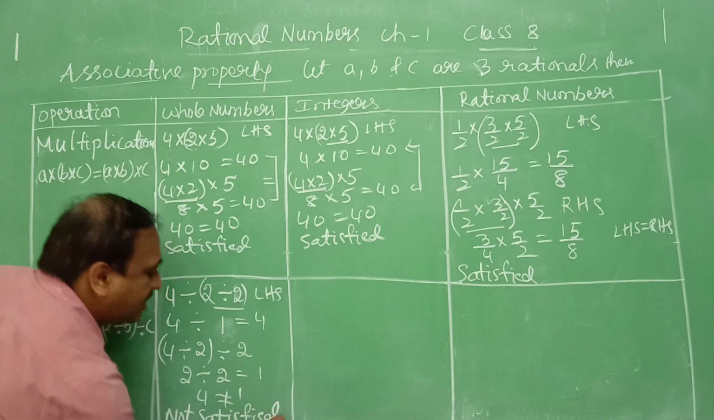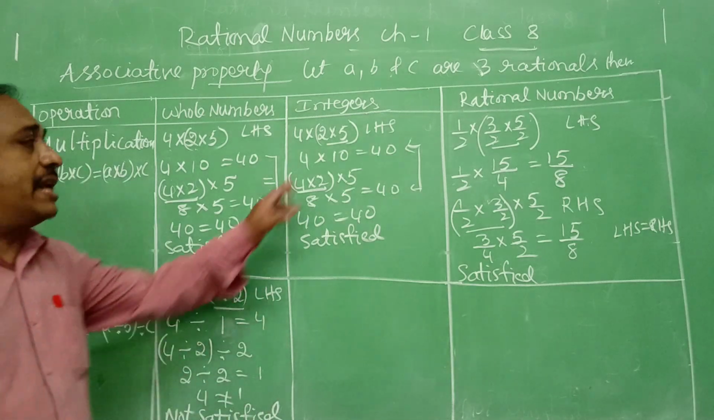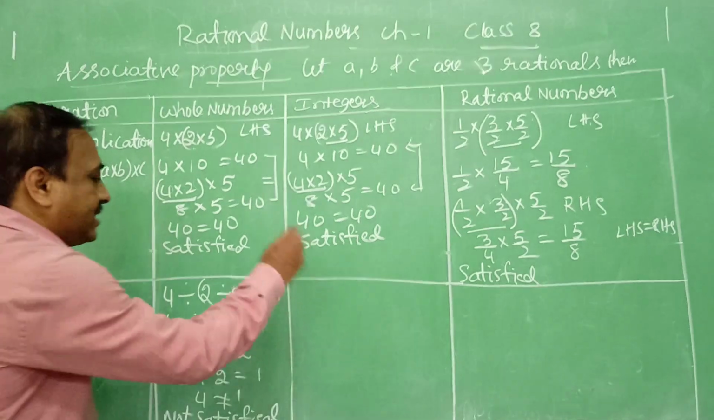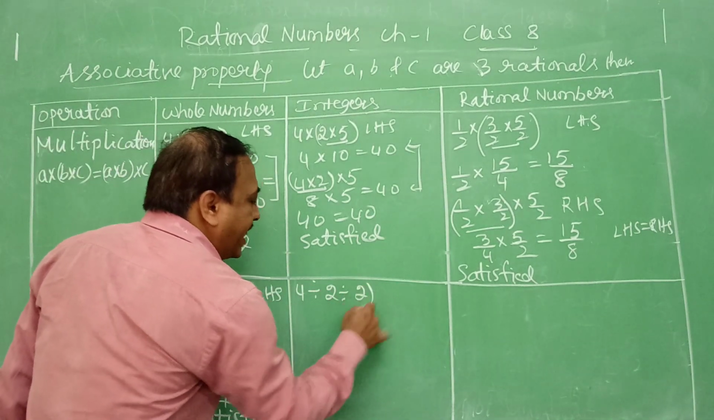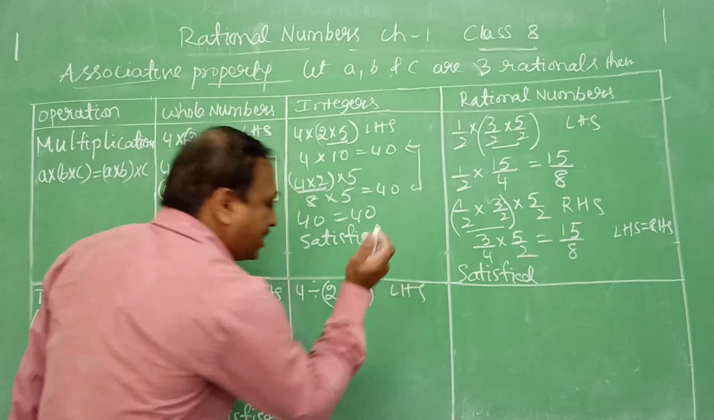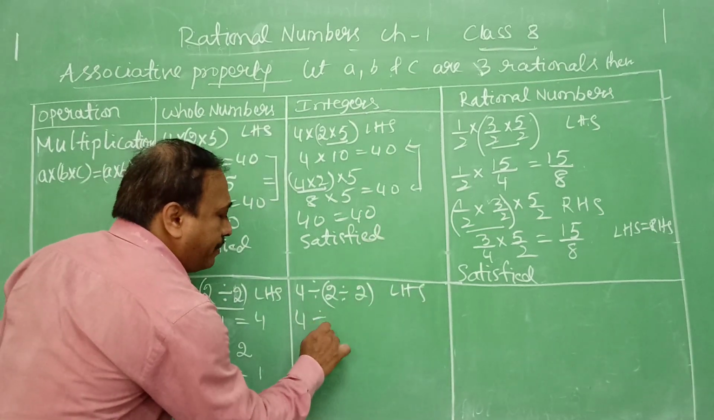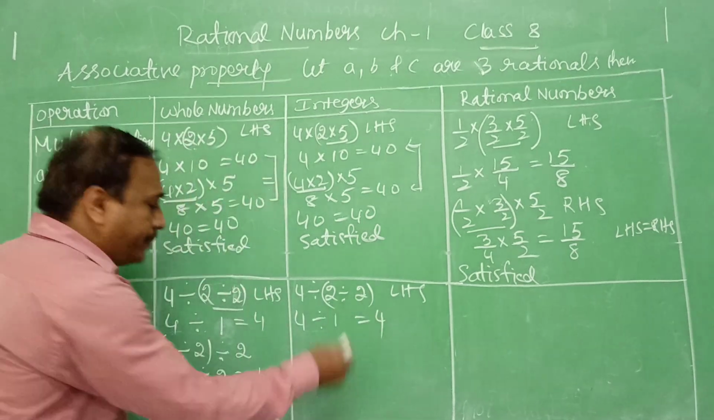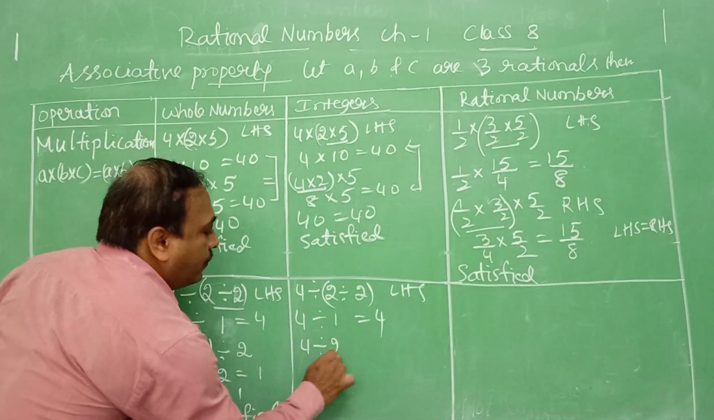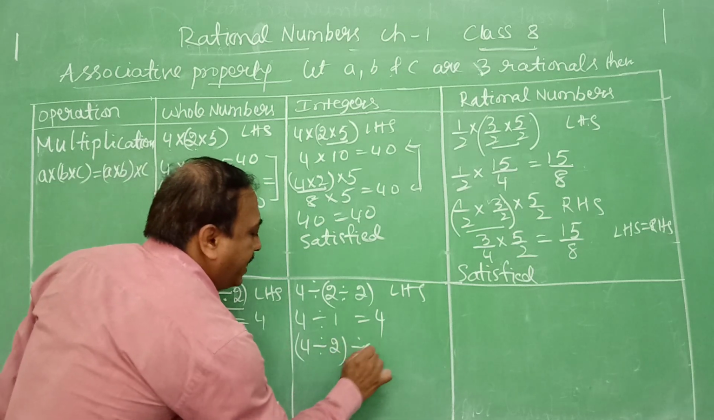Not satisfied. Same example can be presented even for integers. 4 divided by 2 divided by 2, bracket for these two, this is LHS part. 4 divided by 2 divided by 2 is 1, which will be equal to 4, change of bracket, 4 divided by 2 divided by 2.